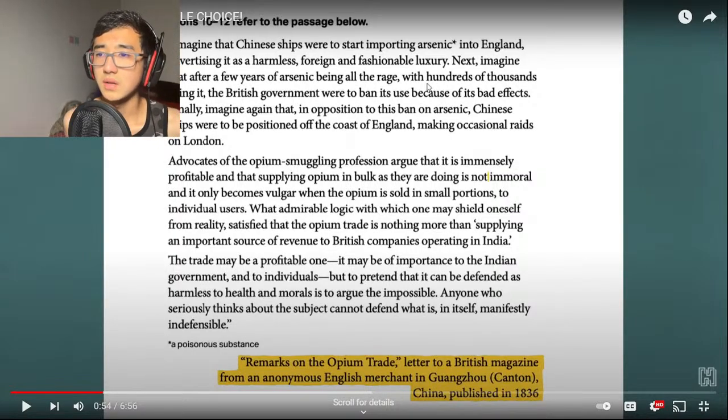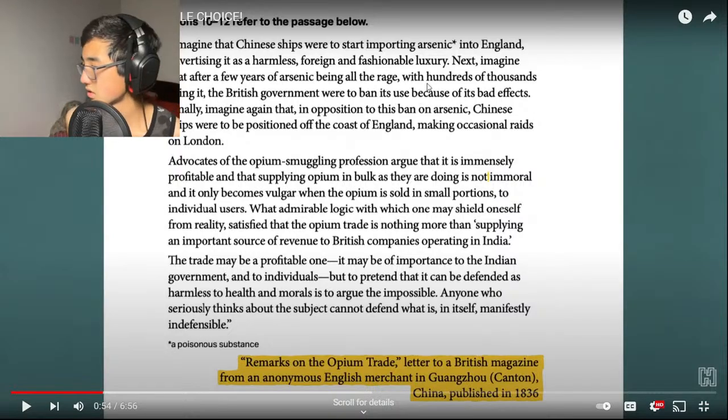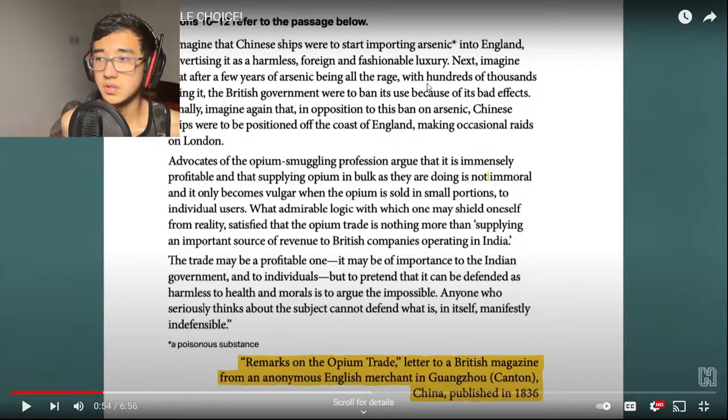What admirable logic with which one may shield oneself when reality is satisfied that the opium trade is nothing more than supplying an important source of revenue to British companies operating in India. Trade may be a profitable one, it may be of importance to the Indian government and to the individuals, but to pretend that it can be defended as harmless to health and morals is arguably impossible.